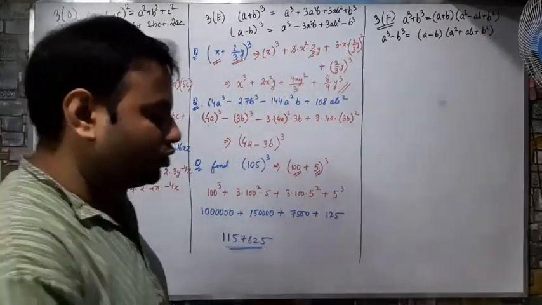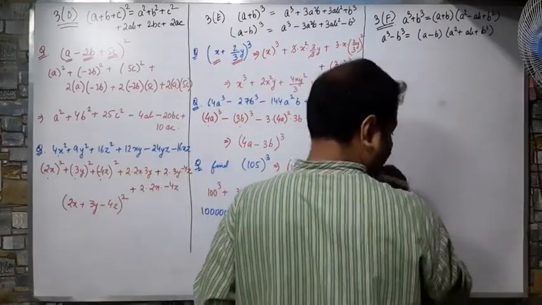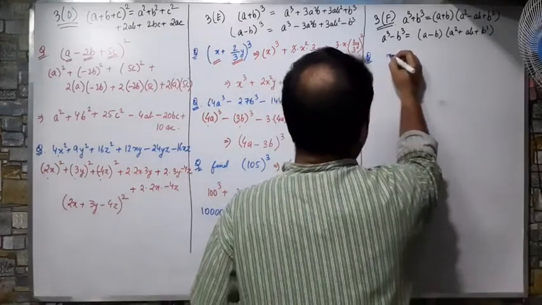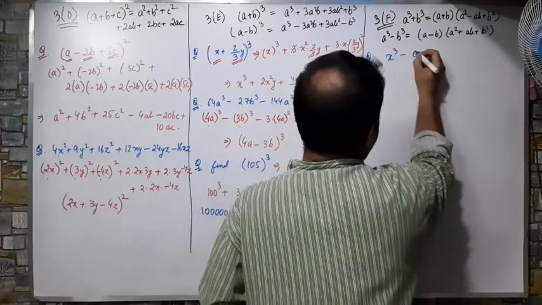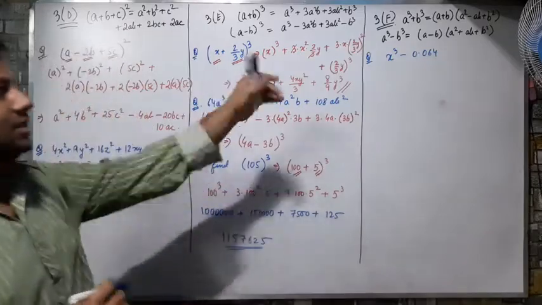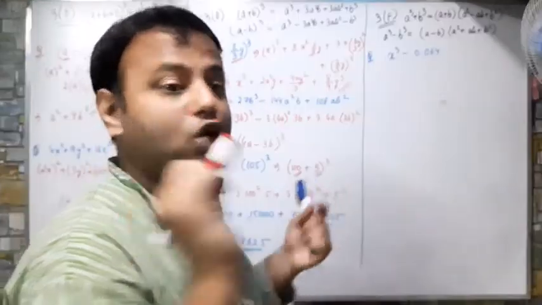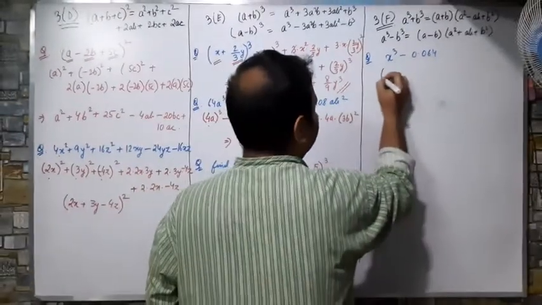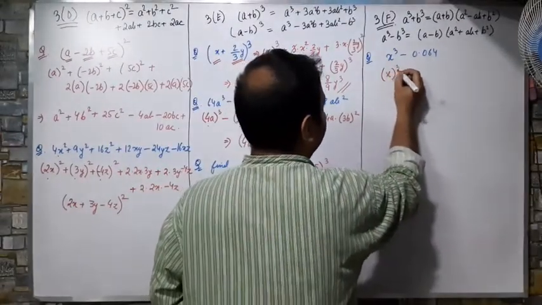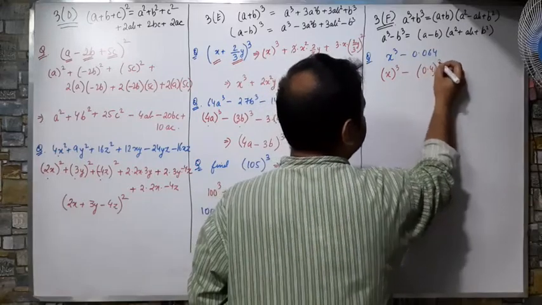Okay, so how to solve this kind of questions? This kind of questions, for example, suppose I have been given x cube minus 0.064. Okay, this is the question. How to solve it? I will change them in terms of cubes. So this is already in terms of cube. This is x whole cube. This can be written as 0.4 whole cube.